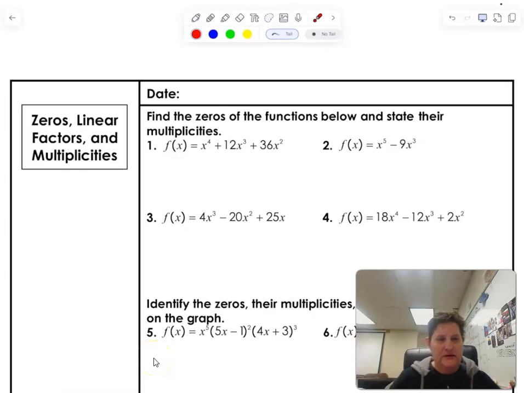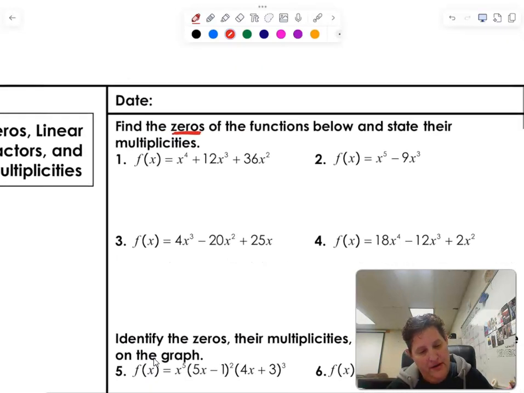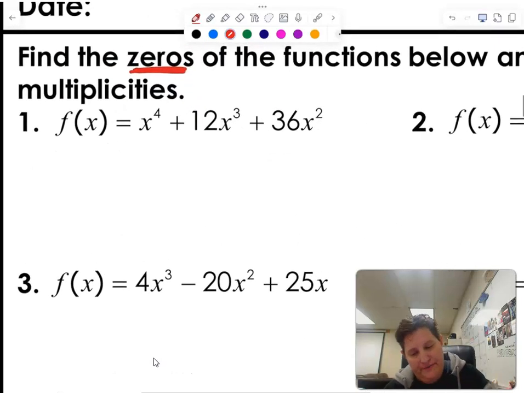All right, guys, let's take a look at this review. This is asking us to find the zeros or the solutions of the functions below, and we're going to do this by factoring. Always when you're factoring, the first thing you want to do is see if there's a GCF.